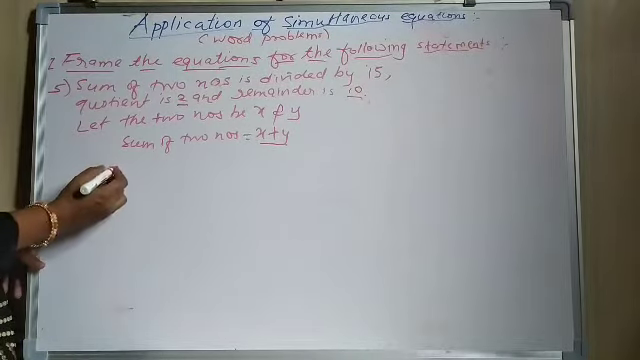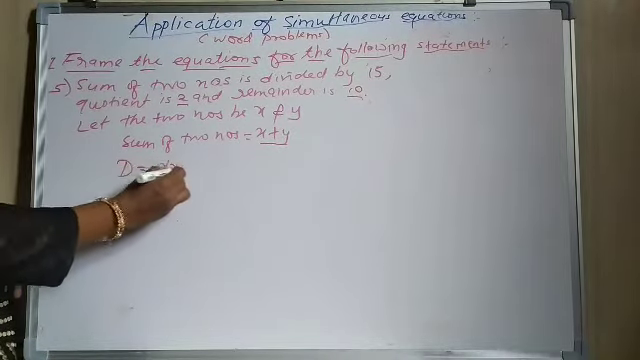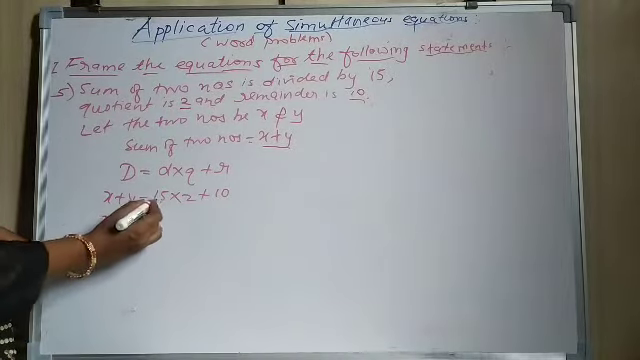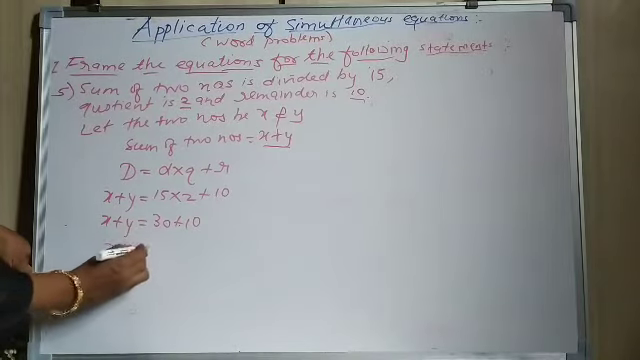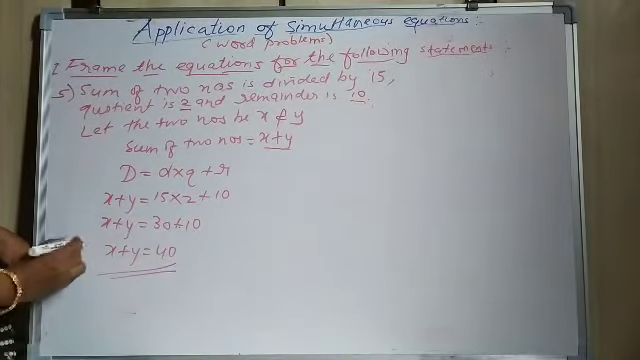Now we know one statement, that dividend is equal to divisor into quotient plus remainder. This is the relation between dividend, divisor, quotient and remainder. Dividend here means the sum of two numbers, so x plus y; divisor is 15, quotient is 2 and remainder is 10. Now x plus y as it is, keep 15 into 2, 30, 30 plus 10. So x plus y is equal to 40. So this is the required equation for this statement.